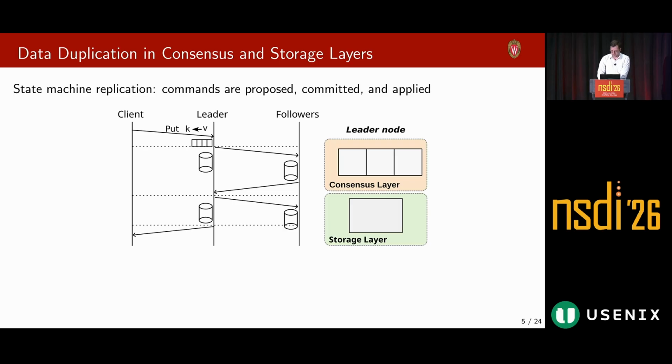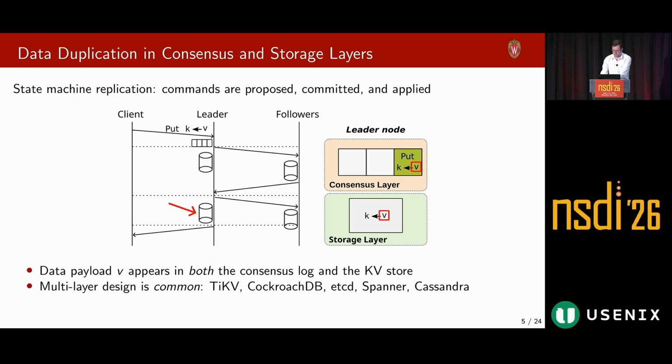We can take a closer look at this problem by looking at the flow of a logical write on the leader node. So if a client sends a put command to the leader, so put key value, the first thing the leader is going to do is append that command to its own consensus log. So that's a single disk write. It's going to propagate that command to the followers. And eventually a quorum of followers are going to respond, and the command will be committed. And then committed commands get applied, which means they get written again to the storage layer.